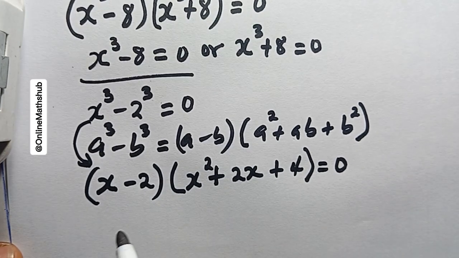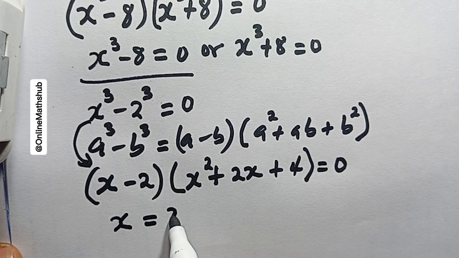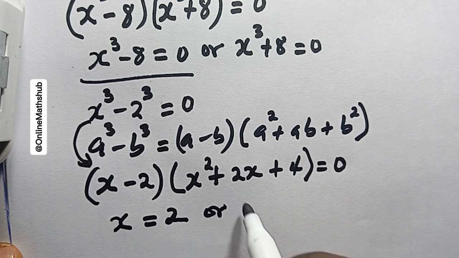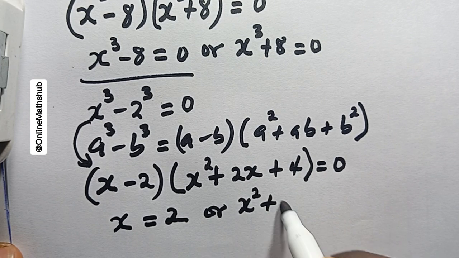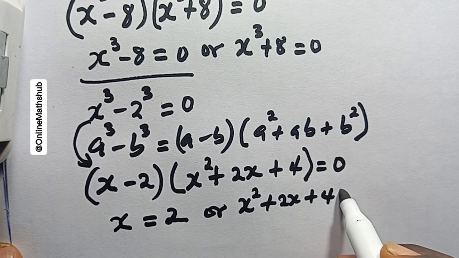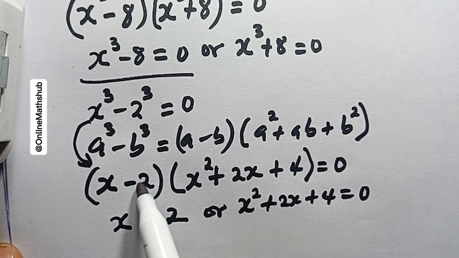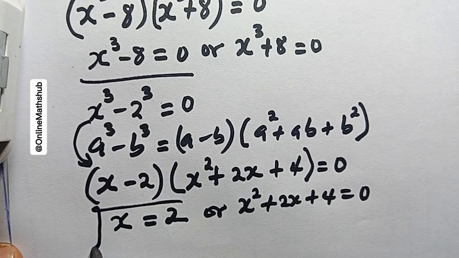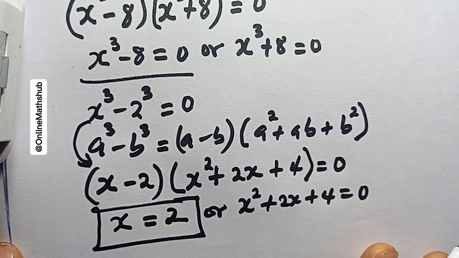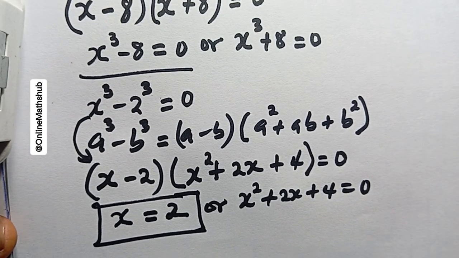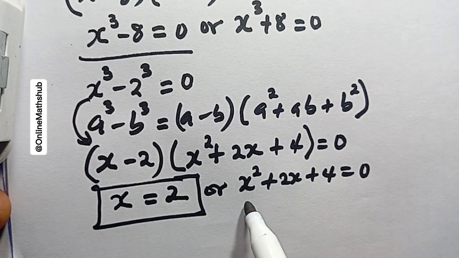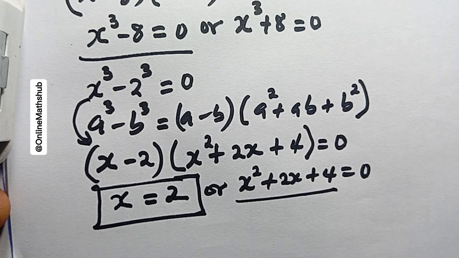At this point you can see that when we apply the zero product rule, what we have is that x is equal to 2, that is when we take this case, or x squared plus 2x plus 4 will be equal to 0. Of course, I just equated these brackets to 0, so that I will now add 2 to both sides, and that is how I got this first value of x, which shows that x is equal to 2. So what I'm going to do next is to solve this quadratic equation here.